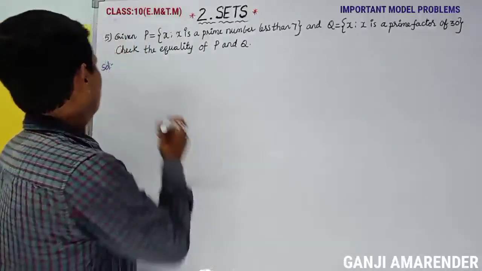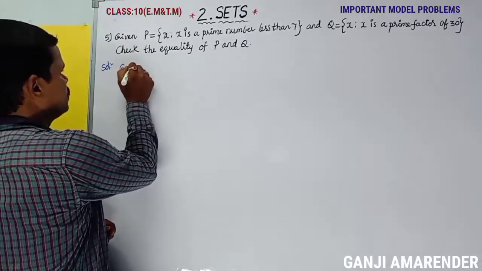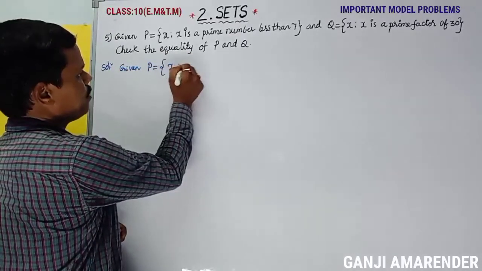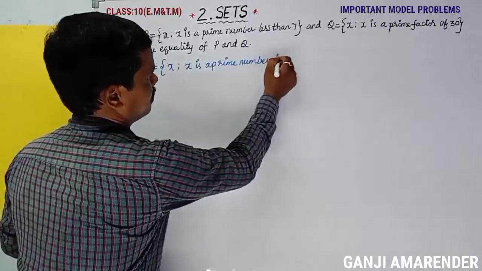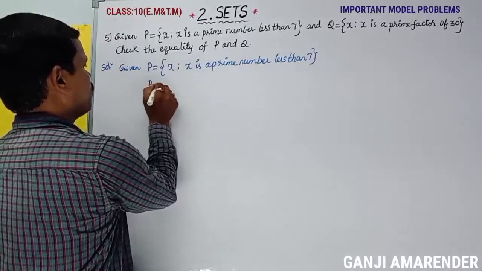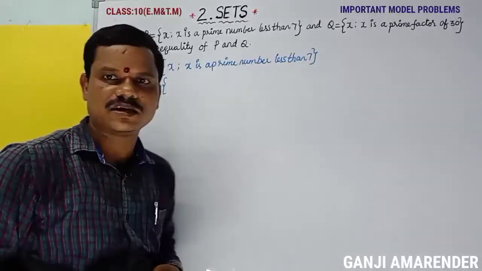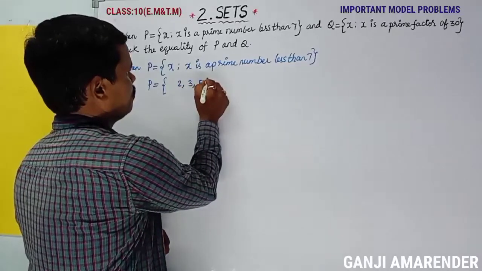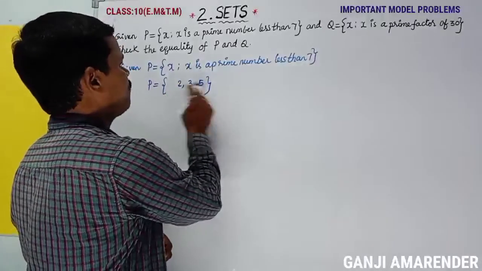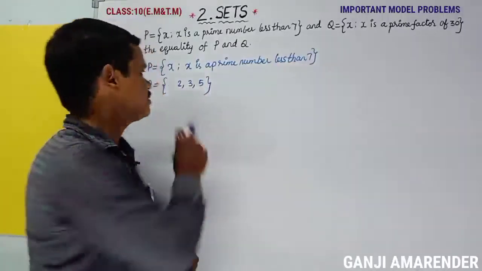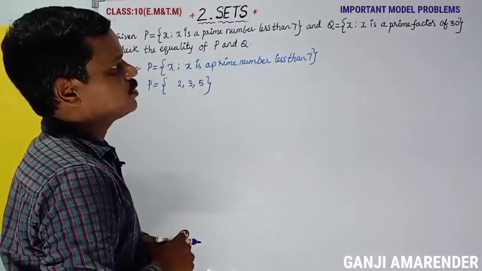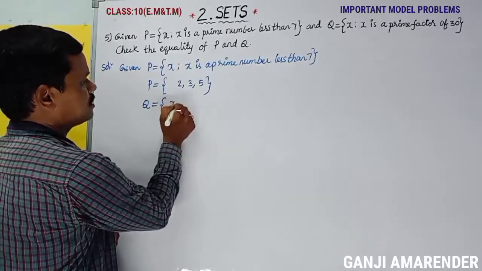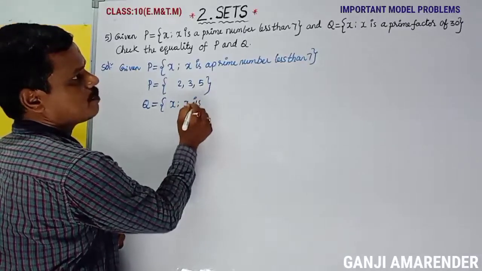Okay. First, given set P is equal x such that x is a prime number less than 7. Prime numbers less than 7 are 2, 3, 5 only. Less than 7 means 2, 3, 5 are the prime numbers less than 7. This is set P. And set Q is equal x such that x is a prime factor of 30.